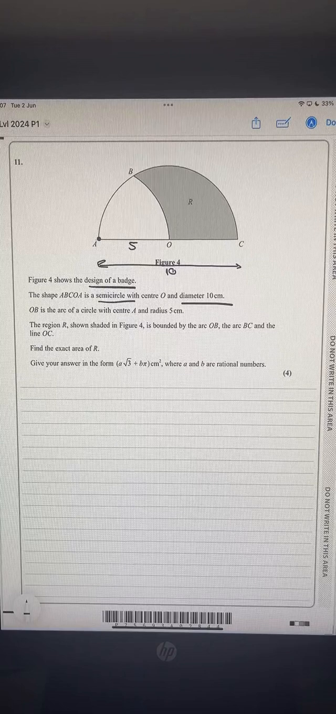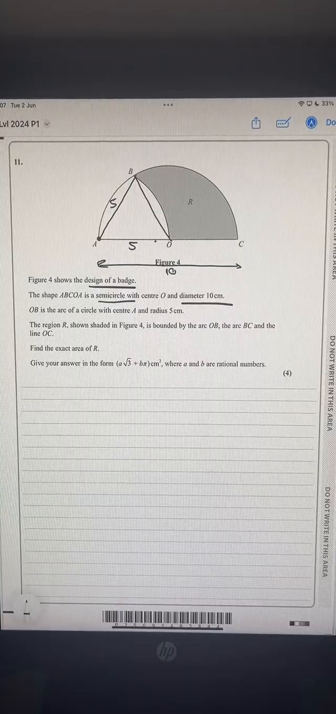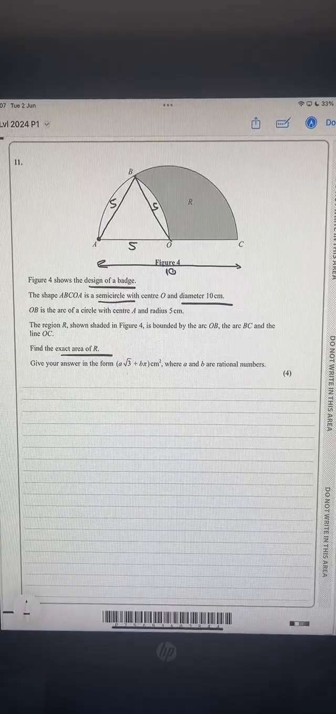Cool. We know that this is also going to be 5 because it's the radius. And we know that this is also going to be 5 because that's the radius of the bigger thing. And ta-da, we have our equilateral triangle. Let's keep reading though. The region R shown shaded in figure 4 is bounded by the arc OB, the arc BC, and the line OC. I mean, that's actually just what R is. Find the exact area of R. Give your answer in the form with a root and pi, where A and B are rational numbers.